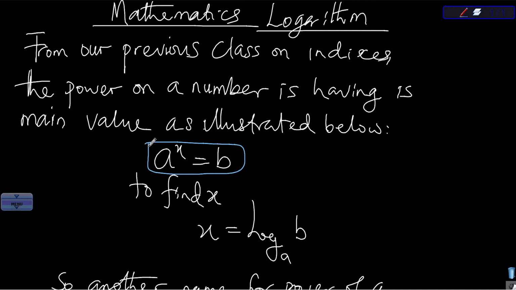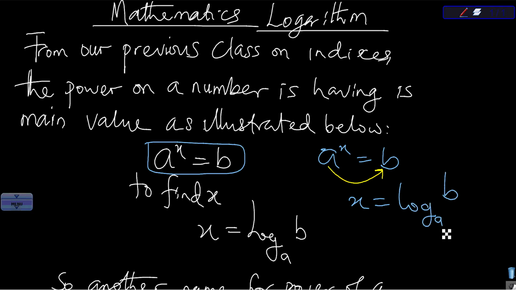To provide the value for x, there is an easy way: make sure the base here is transferred to this side. And what method are you going to use to make sure that it's being transferred? It is by using what we call the logarithm. So you log the number to the base that you are transferring. So that's how the idea of logarithm comes in.